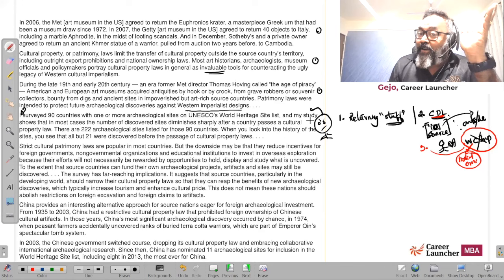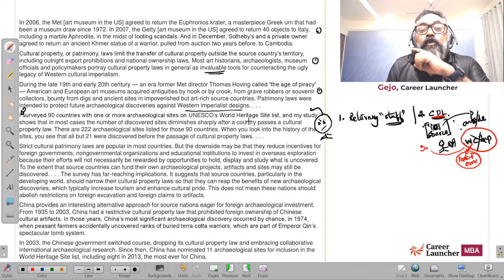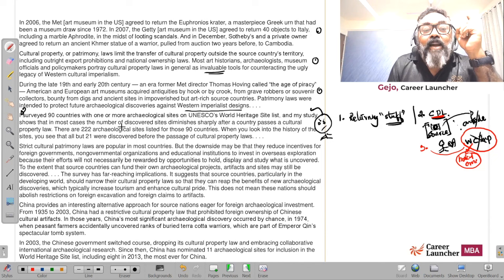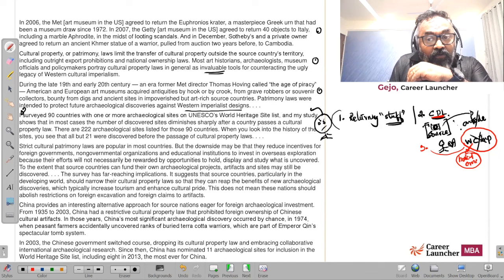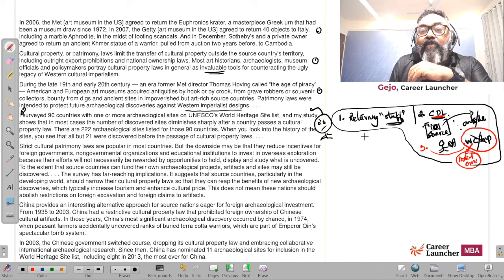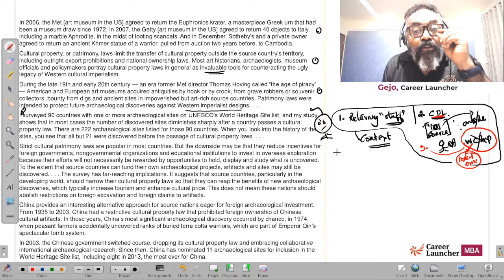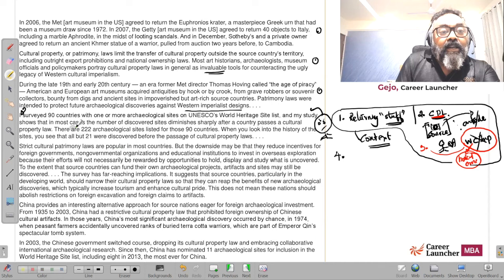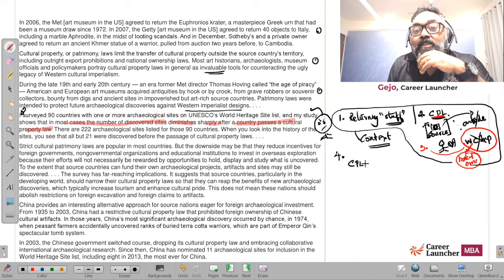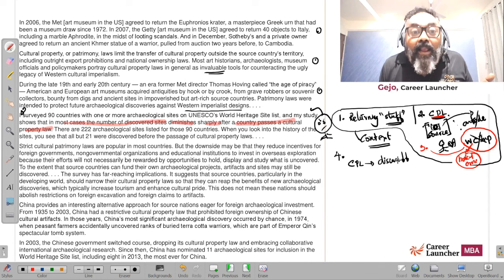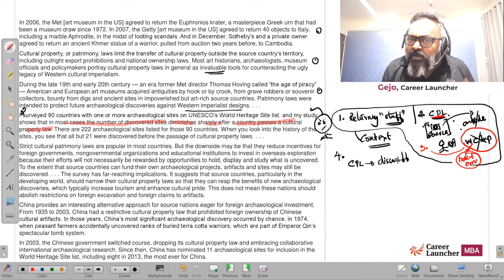I surveyed 90 countries with one or more archaeology sites on UNESCO's World Heritage site list. And my study shows that in most cases, the number of discovered sites diminishes sharply after a country passes a cultural property law. Now, one thing you have to understand is that all of this so far is the initial context, the context that the author is giving. Now this is where the author's perspective is. In most cases, the number of discovered sites diminishes sharply after a country passes a cultural property law. What that tells me is that once this law is in place, discovery has come down. Why? It cannot go outside, but people have stopped discovering things. What's going on here?